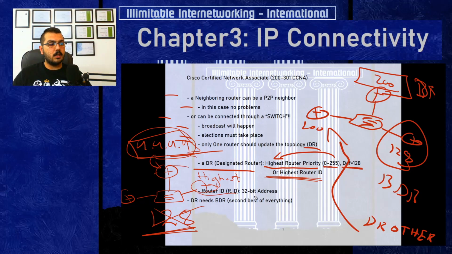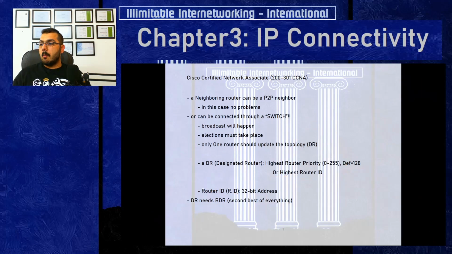Router ID, as you see, is an IP address, so it's a 32-bit address, and finally the DR needs a backup DR, which is the second best of everything. So this is all the theoretical parts that are to be discussed in the CCNA exam and blueprints of the CCNA 200-301.